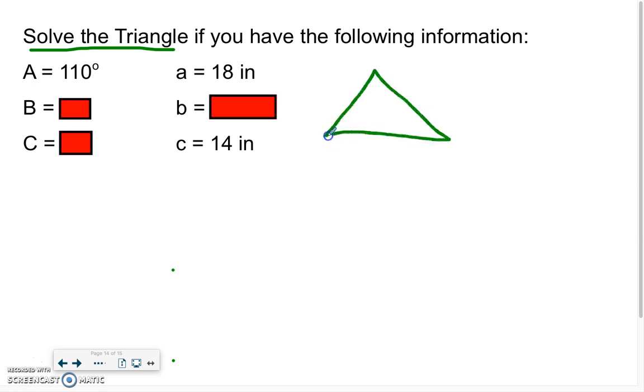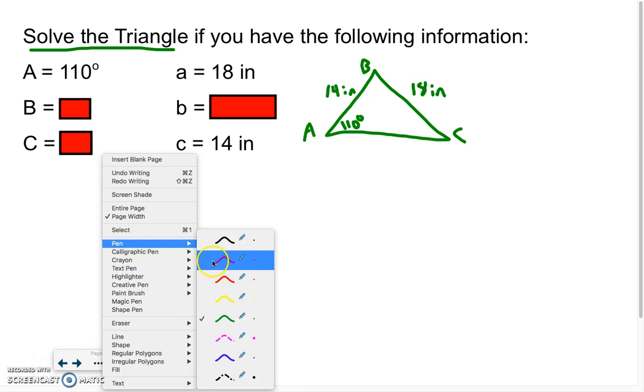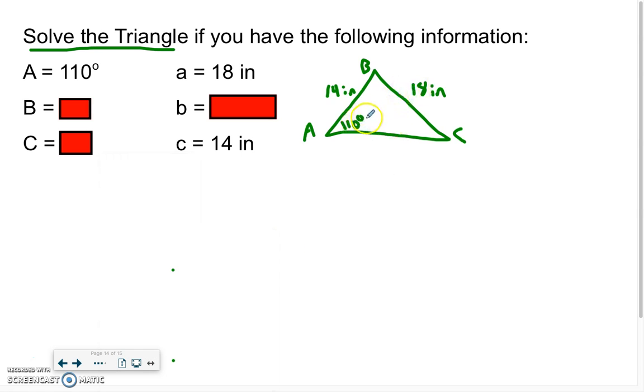So let's get a picture here. We have triangle ABC. Angle A is 110 degrees. B we don't know. We know that this side is 18 inches, and little c we know is then 14 inches. So let's get a visual to see what happens. The nice thing about a visual in this case is that as soon as we see that we have an angle and a side length that are given across from each other, so in this case it's a side-side-angle relationship, we know that we can use the law of sines.